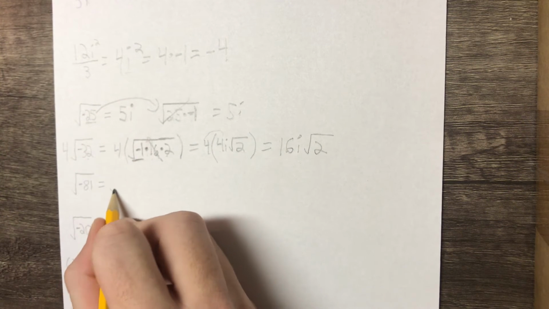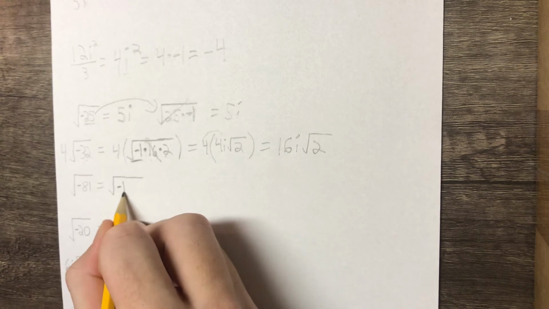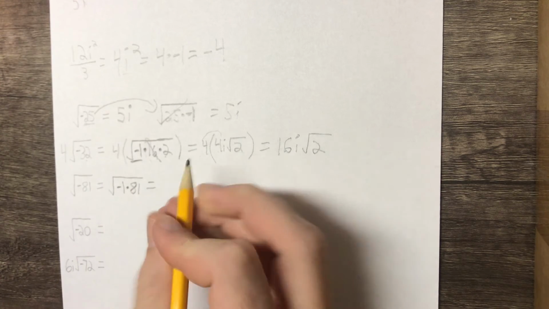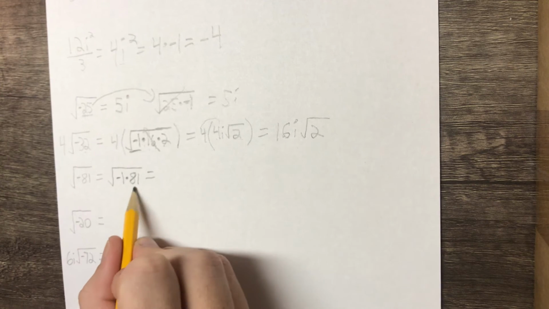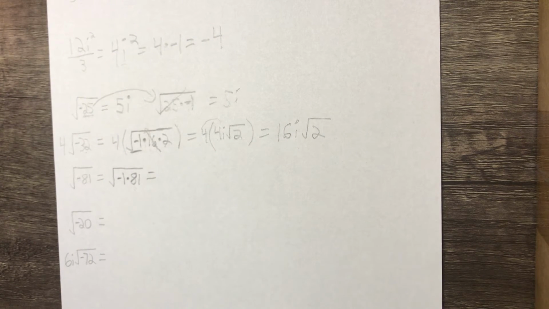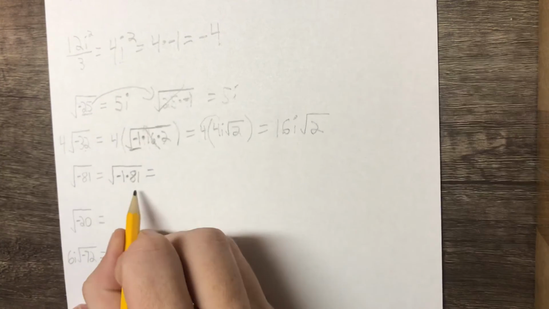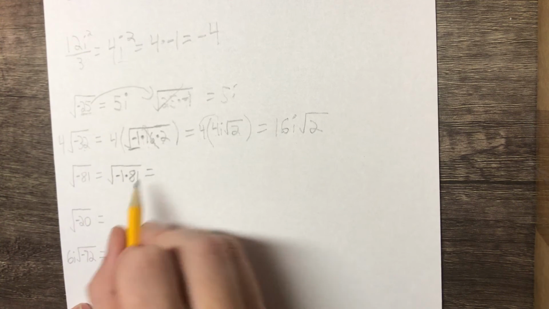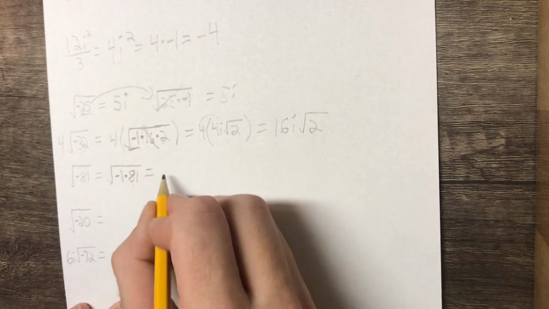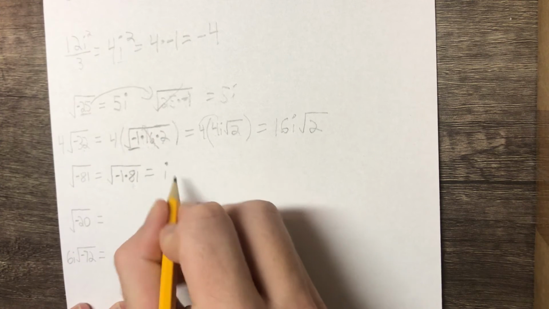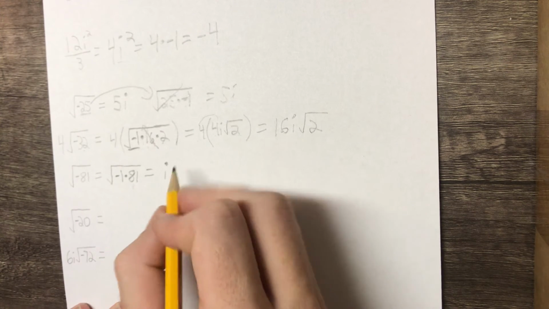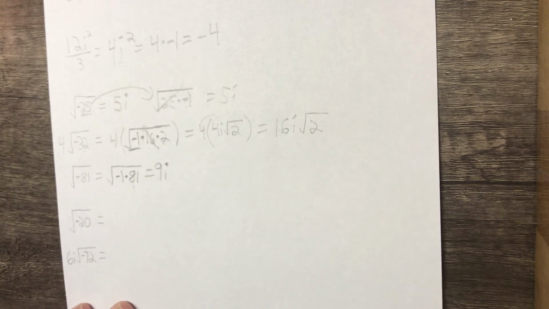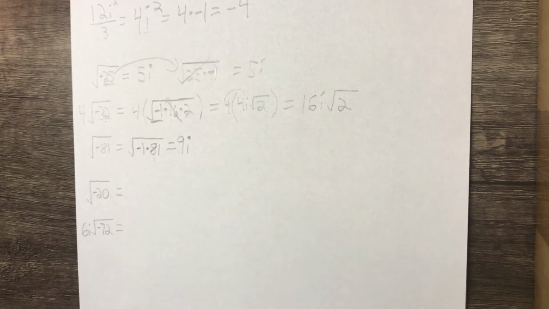So, we could break this down into negative 1 times 81, right? And 81 is already a perfect square. I don't know if you noticed that, but 81 is already a perfect square because 9 times 9 equals 81. But we take out our negative 1 and we have I. Then we take out the 81 and we have 9I. So this is a nice imaginary number of 9I.